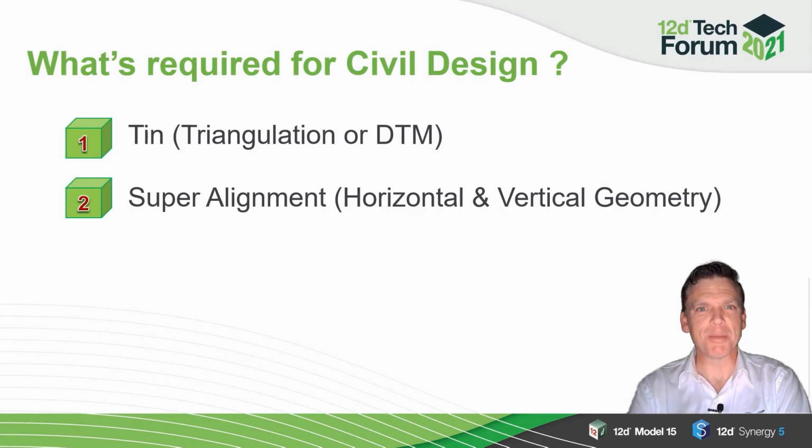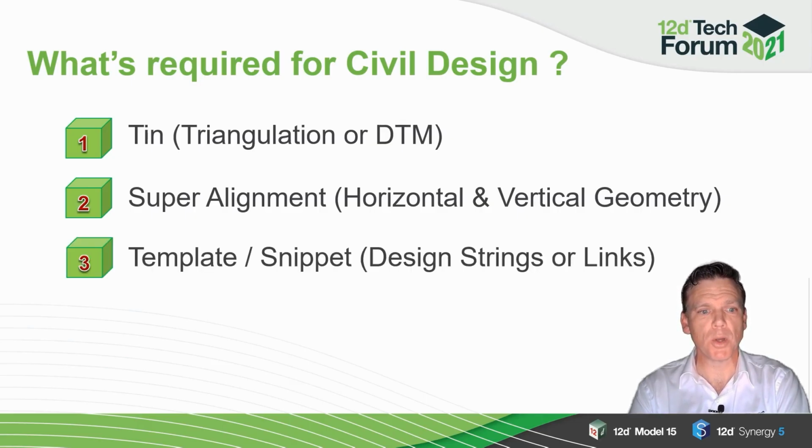We also need to develop some super alignments. This is to produce the horizontal and vertical geometry which we'll utilize. In our case, we'll be doing an example of a road, but it could be a railway line or an open channel or anything really, basically just to have some horizontal and vertical geometry on there. And from that, we will then hang some templates, or as I've said earlier, some snippets could be utilized to produce all the other design strings and link the design together to form the full 3D shape.